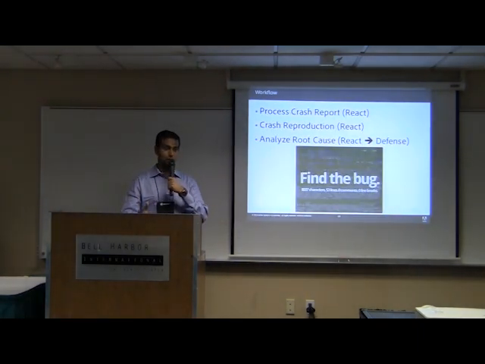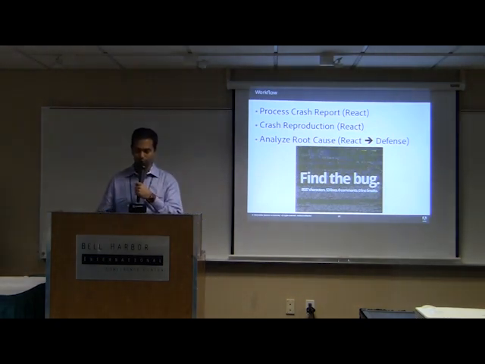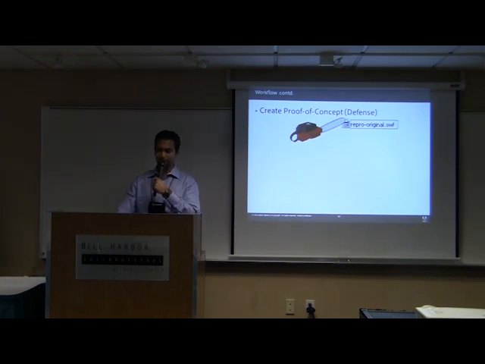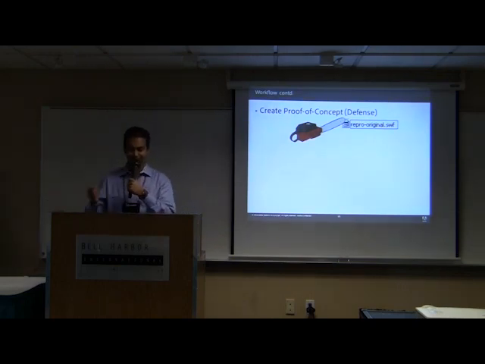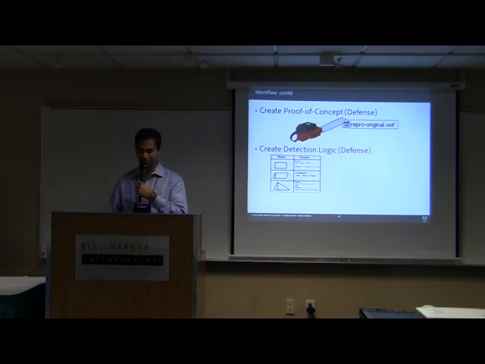Then something that's shared between React and Defense is analyzing the root cause. Both teams start debugging and reverse engineering, and there's information flowing back and forth to arrive at the root cause of a vulnerability. The defense phase also includes the creation of a reduced proof of concept file, like we discussed, and the chainsaw represents automation. If it had been an axe, it would be manual. And creating detection logic, which is a formulaic way of describing how to detect the vulnerability, and that image also captures that idea.